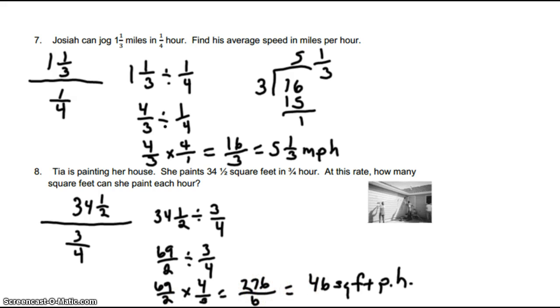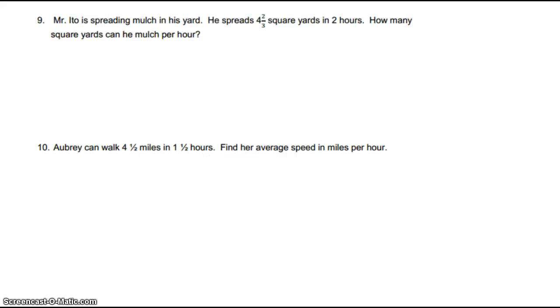Let's take a look at the last examples here. Mr. Ito is spreading mulch in his yard. He spreads 4 2/3 square yards in 2 hours. How many square yards can he mulch per hour? We're taking this 4 2/3 as the numerator, over 2 hours. So technically we're taking 4 2/3 and dividing it by 2. Remember, we have to turn this into an improper fraction.